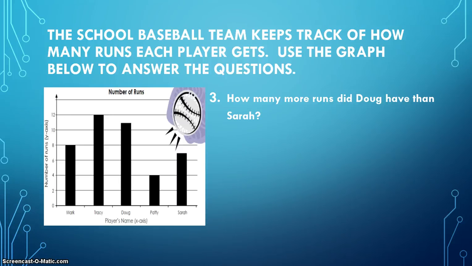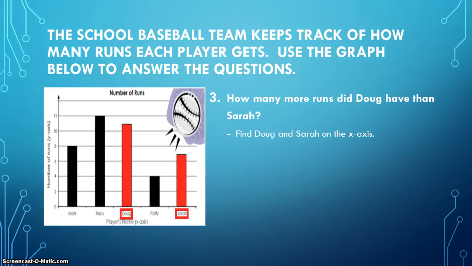And since it was talking about Doug and Sarah, we're going to need to figure out which bar represents Doug and which one represents Sarah by looking at the x-axis. So looking at the x-axis, we see Doug is right there in the middle, and Sarah's all the way at the end. So we're going to go ahead and shade those red, so we know those are the two bars we have to look at.